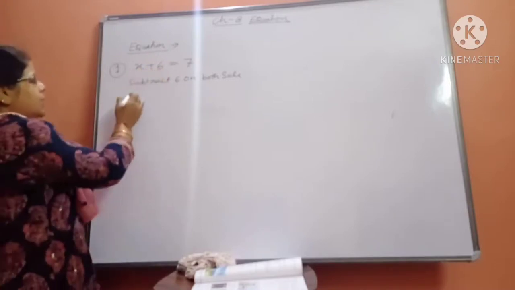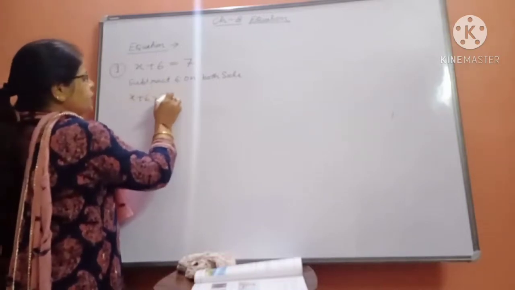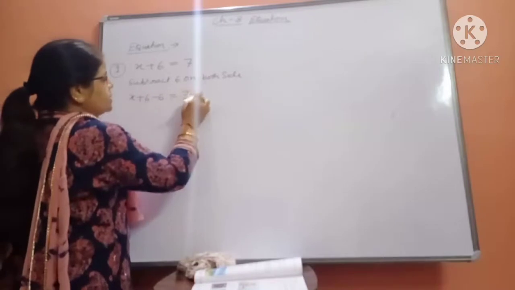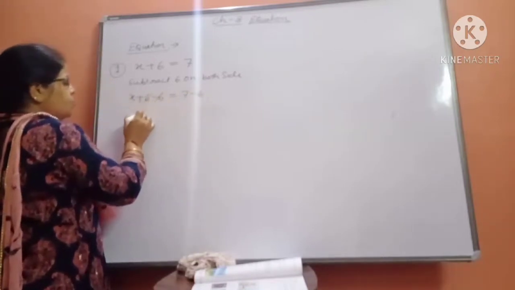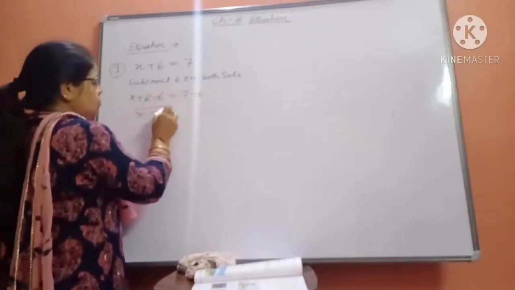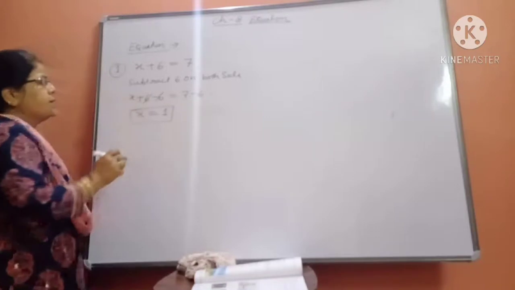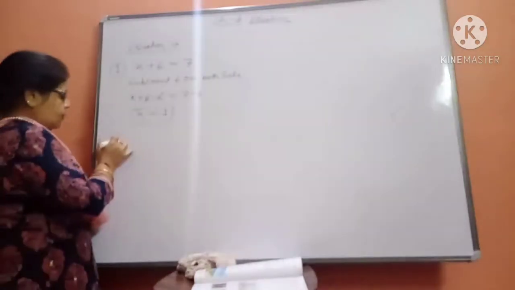Now see, x plus 6 and subtract, that is minus 6, is equal to 7 minus 6. Beta, this plus 6 and minus 6 will become cancelled. So x will remain. 7 minus 6 is equal to 1. So this will be your answer, x is equal to 1. Okay, see now the B part of the question.